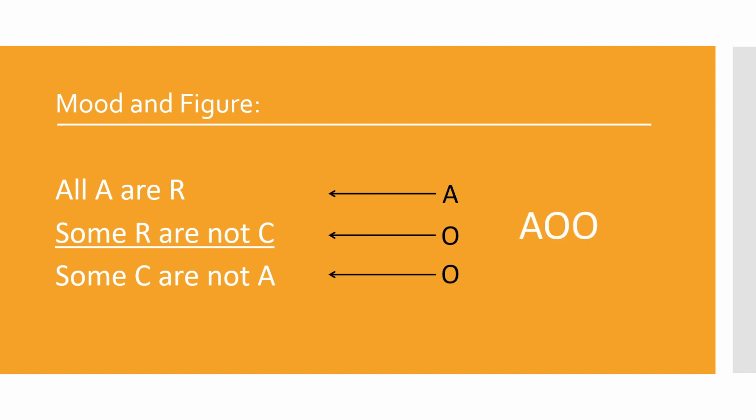And then the mood and figure is fairly simple to sort out. The major premise is a universal affirmative. That gets the letter designation A. The minor premise is a particular negative, which gets the letter designation O. And our conclusion, likewise, is a particular negative, which also gets the letter O. So the mood of this argument, in order from major premise, minor premise to conclusion, is simply AOO.